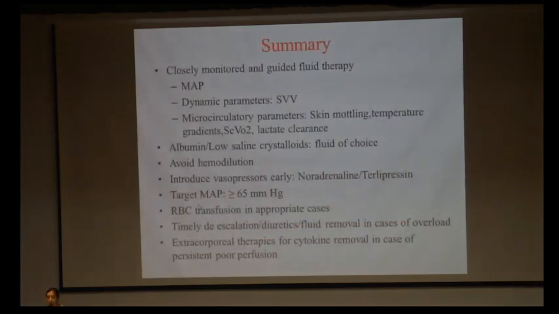So my summary for improving peripheral perfusion in liver disease would be: first, closely monitored and guided fluid therapy, which includes the mean arterial pressure and dynamic parameters, which we already have. In addition, microcirculatory parameters like skin mottling, temperature gradient, and lactate clearance. The fluid of choice would be albumin or low-saline-containing crystalloids, avoiding hemodilution. Introduce vasopressors early because fluid might not be very helpful. Target MAP should be around 65 millimeters of mercury.